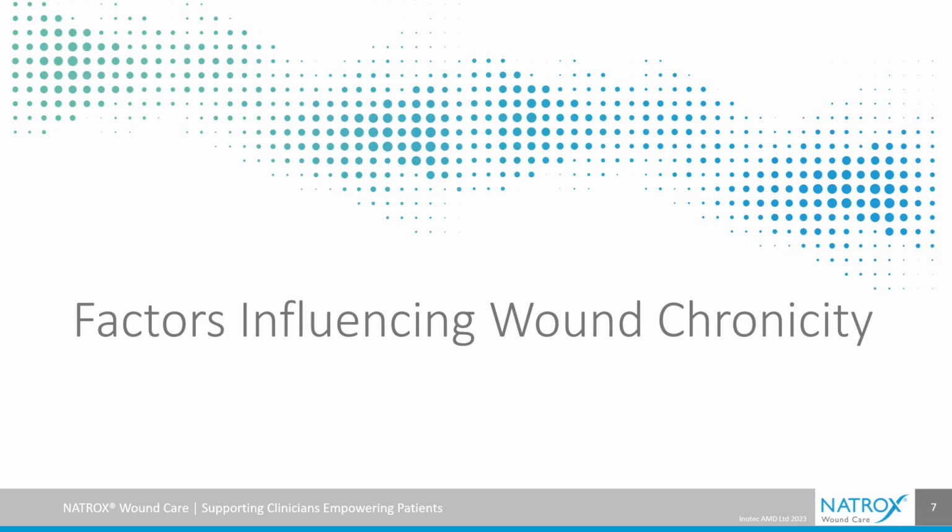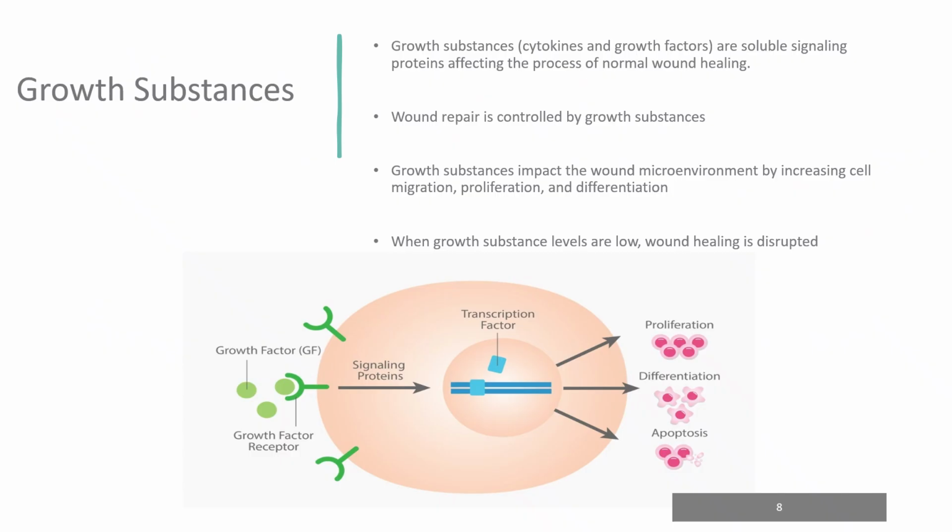What are other factors that influence wound chronicity? Growth factors, like cytokines and growth factors that we discussed in Module 1, are soluble signaling proteins that affect the process of normal wound healing. The process of wound repair is controlled by these growth substances. Growth substances impact the wound microenvironment by increasing cellular migration, proliferation, and differentiation. When growth substance levels are low, wound healing will be disrupted.